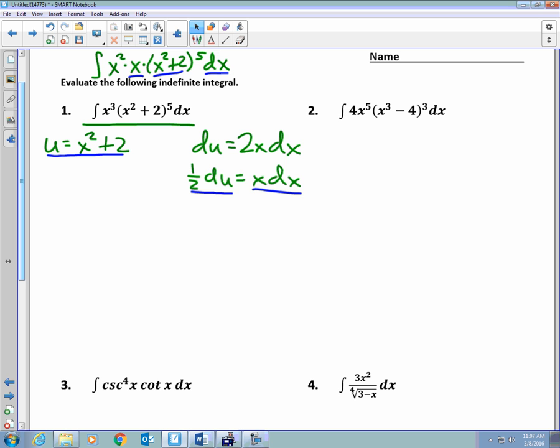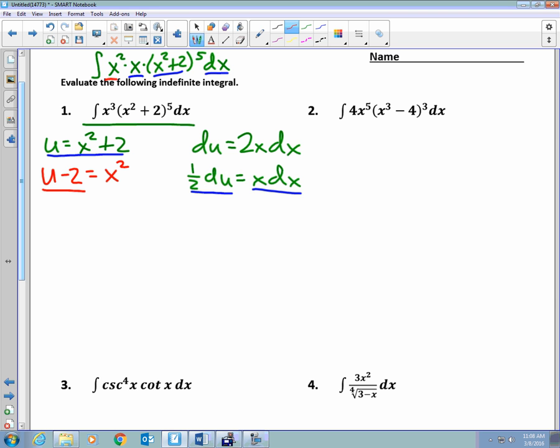Great idea. A lot of people do it. At the end of the day, I have to end up with u because I'm making a substitution of the variable u. No x's can be left over. I need to somehow come up with an expression for x squared that involves u. u minus 2 is equal to x squared. So that becomes my substitution for x squared.